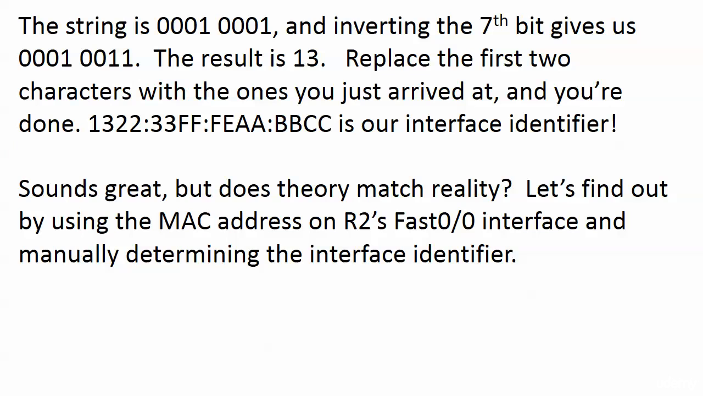Now the string to begin with was 0001, 0001. You invert that 7th bit, we get 0001, 0011, and the result is 13, because the 2 and the 1 bits are now set for the second value. All you do is replace the first 2 characters with the ones you just came up with, and you're done. And our interface identifier is shown on the screen, and now it begins with 1322.